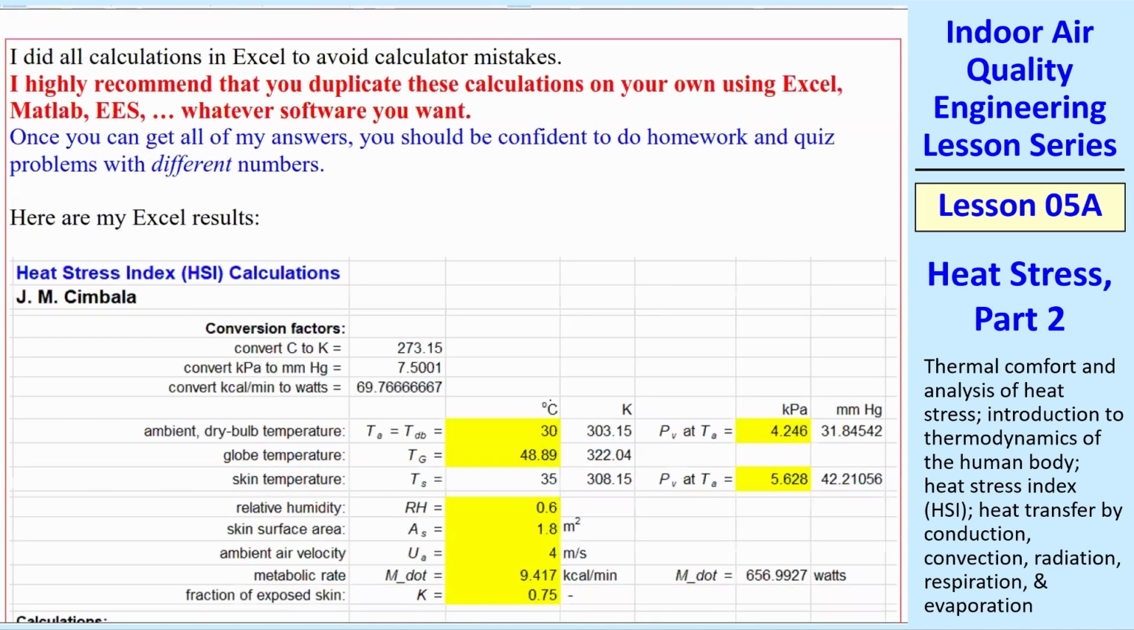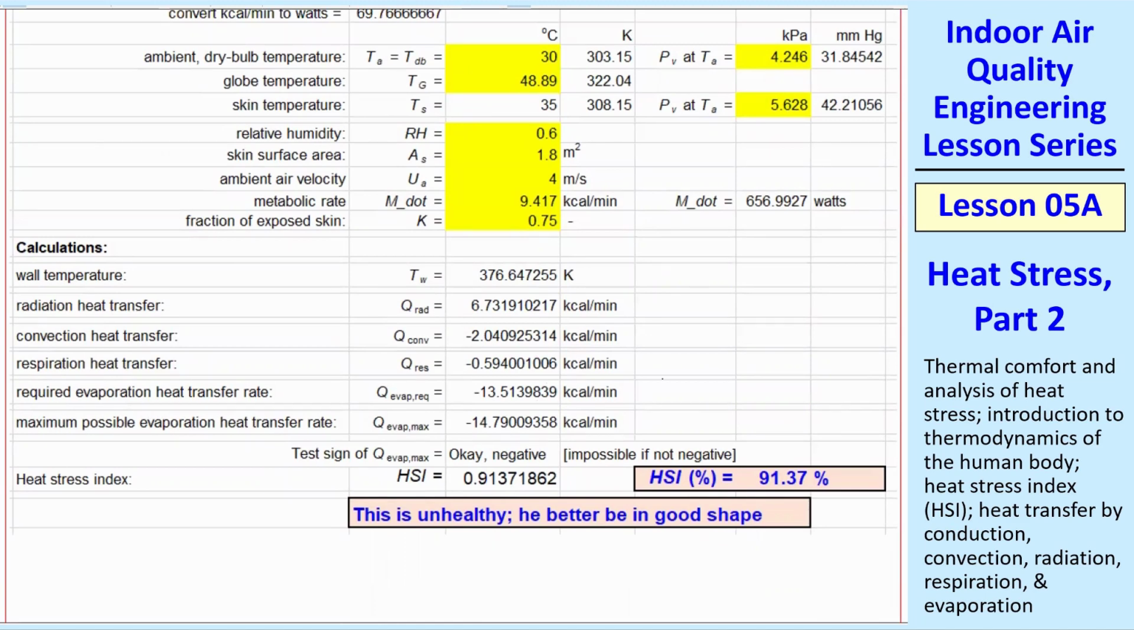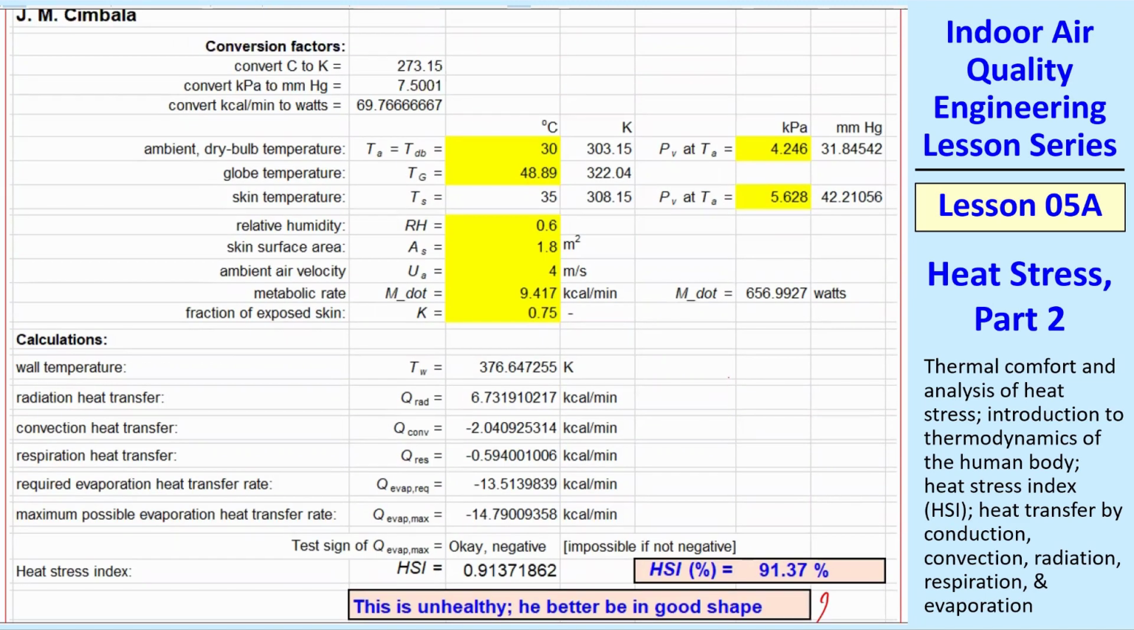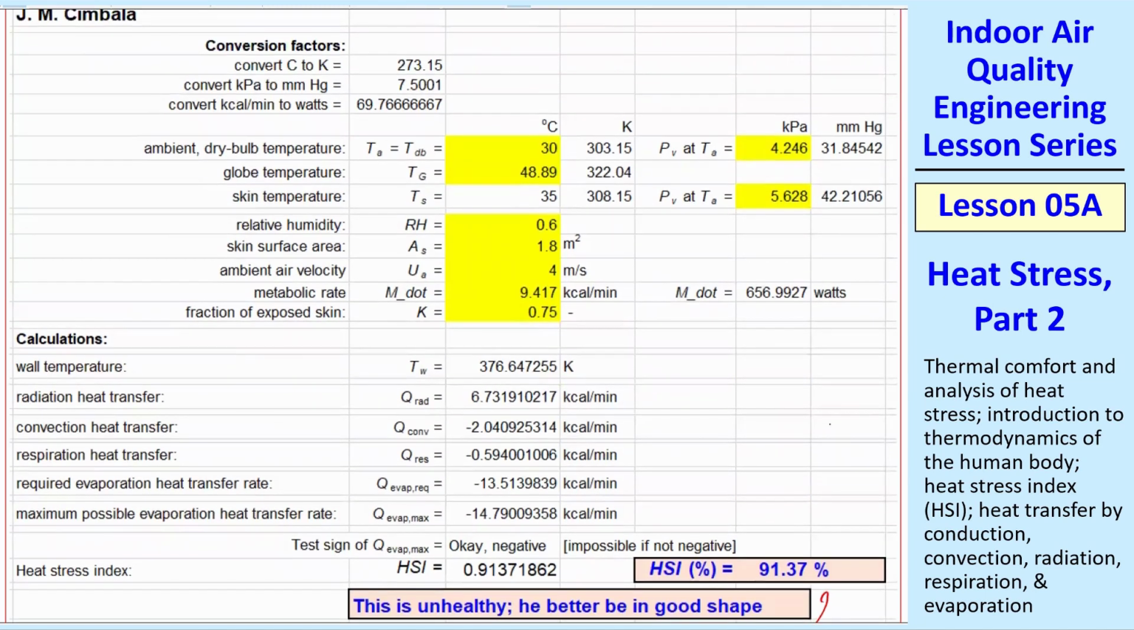I will show you one final thing. I put all my calculations in Excel to avoid any kind of algebra mistakes. I cannot stress this enough. Put all these numbers into your own Excel spreadsheet, MATLAB, whatever you want to use. Make sure you get my answer for this particular problem. These are the numbers that I gave you, and here's the same answer that we got. Duplicate my results in whatever software you want to use. If you get the right answer, you can be confident that you will get the right answer for the quiz.